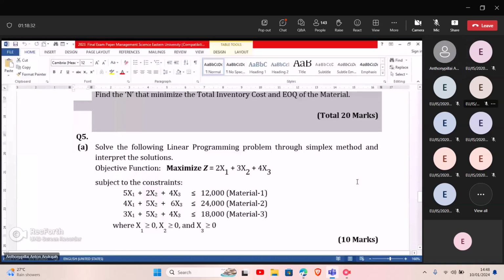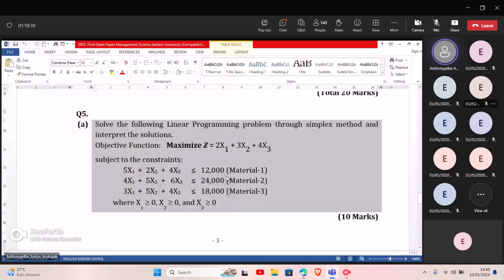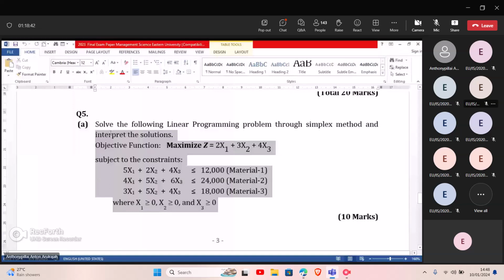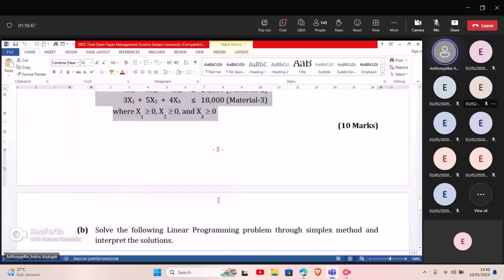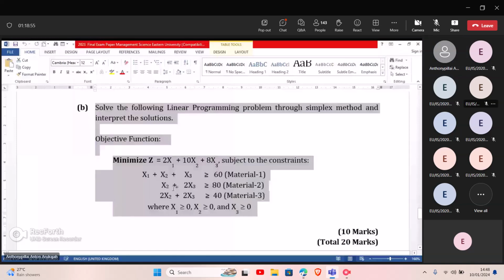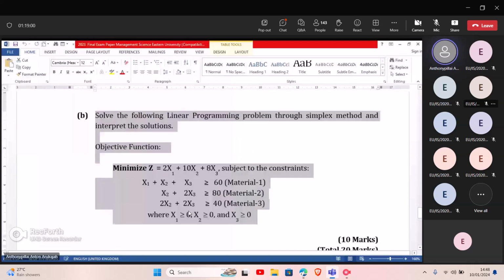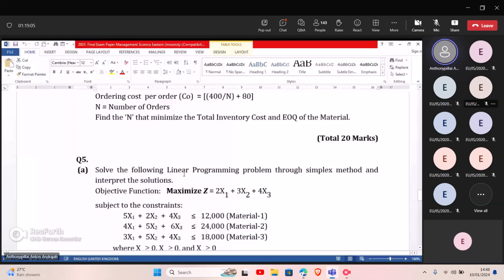Question number 5 is a maximizing problem we have done in class. Can you remember this one? Last class. Did you complete these minimizations? I hope yes, during the class hours. These two: solve the linear programming problem through the simplex method and interpret the results. It's 10 to 20 minutes.